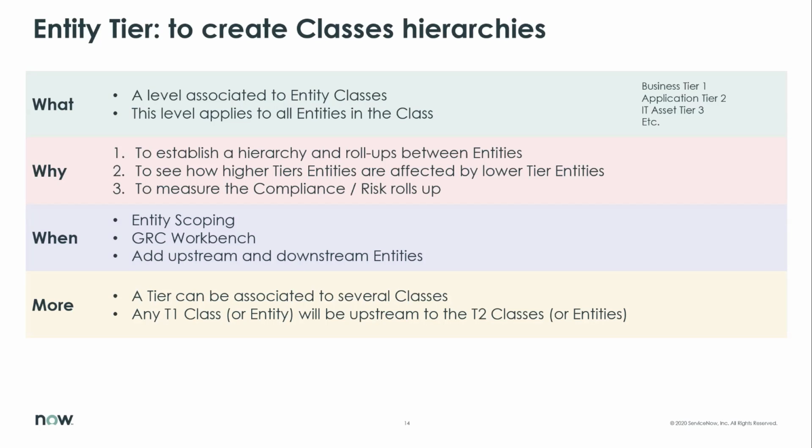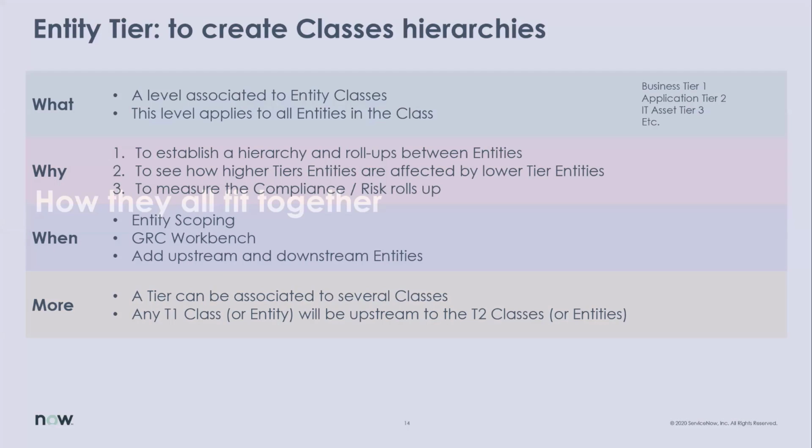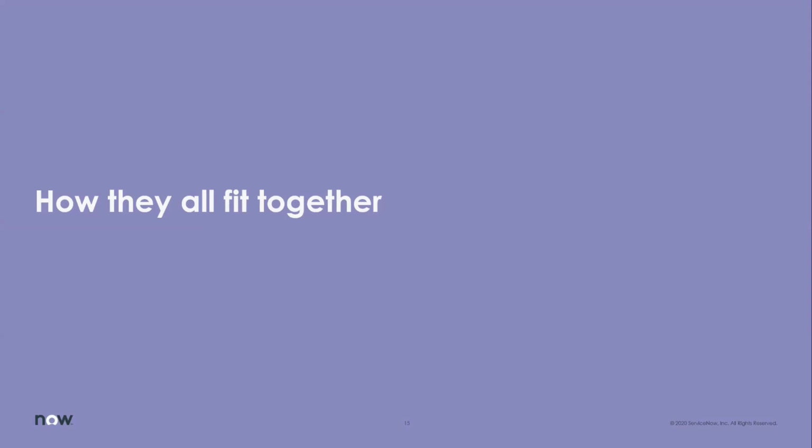This helps to measure your compliance and risk rollups across the different tiers. And tiers are established during scoping to build upstream and downstream entity relationships. The tiers can be associated with several classes, and the entity of tier 1 class will be upstream to entity of tier 2 class, and so on and so forth. Very good. Let's move on to see how all of this fits together.